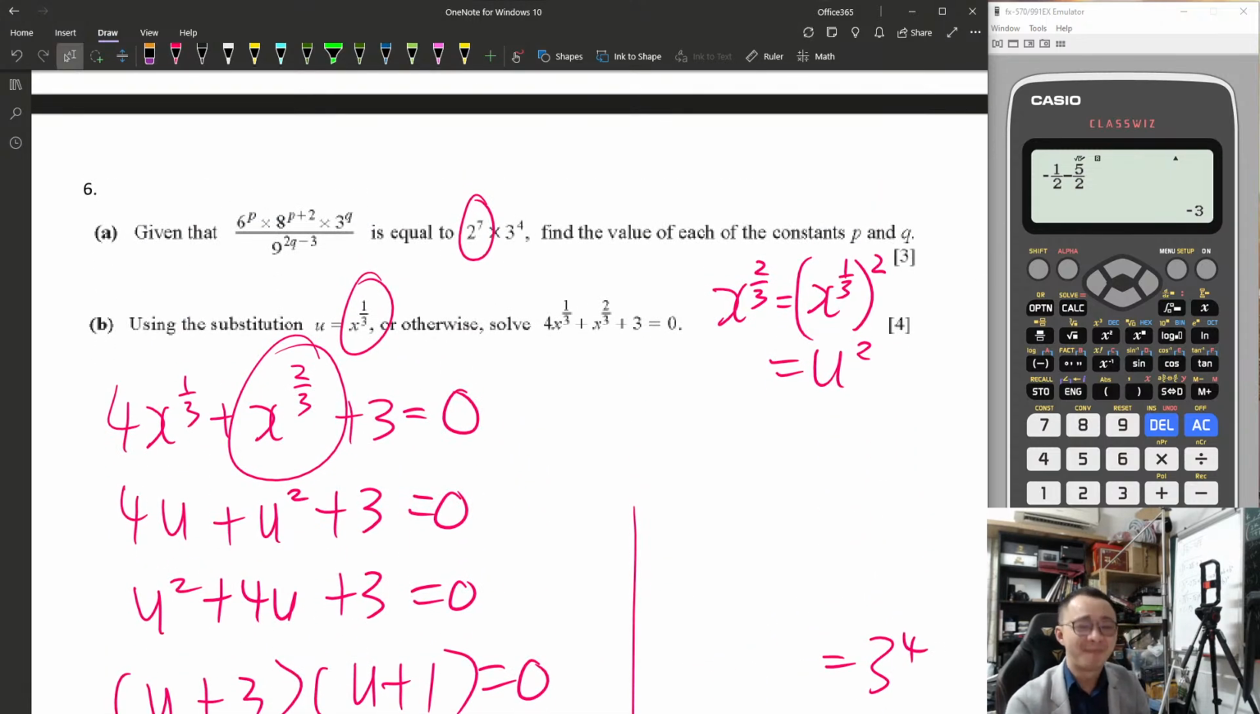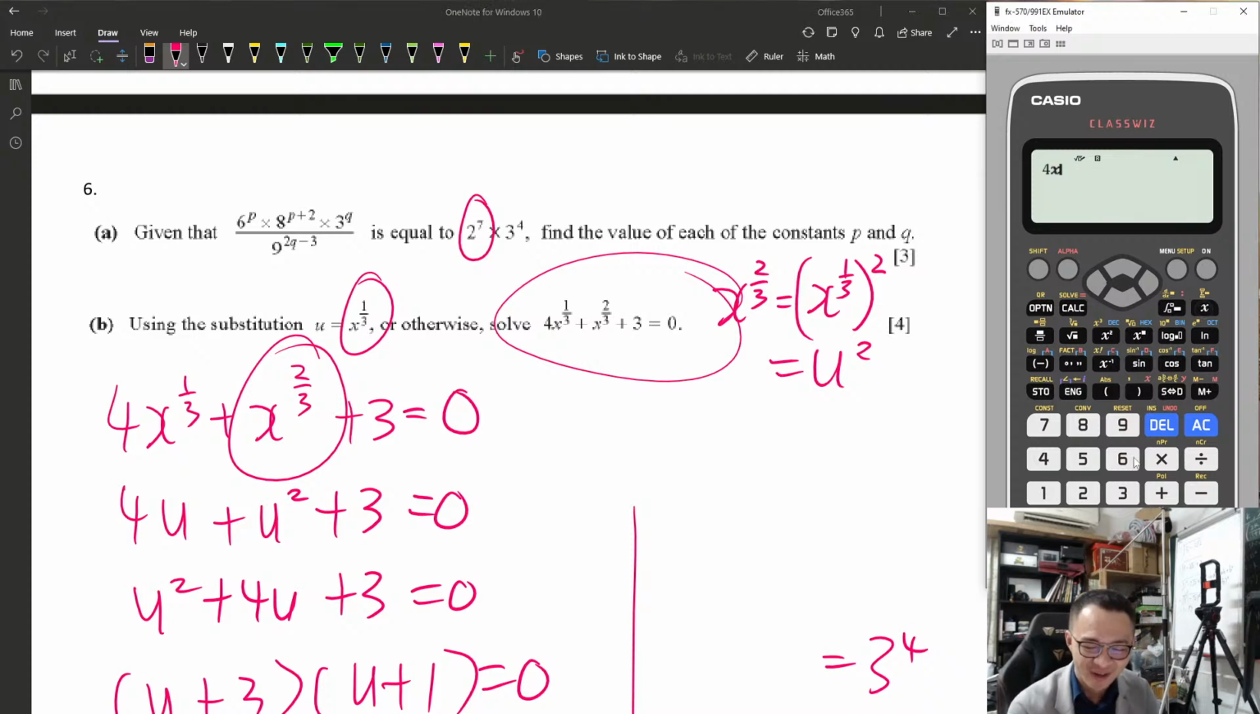And same idea, only one unknown, type in the calculator. Because the calculator can tell you the answer. There's no way you make mistake for this kind of question. 4x power of 1 over 3 plus x power of 2 over 3 plus 3 equal 0, solve. If I want an answer closer to -27, I type -20. And you can see, yeah.